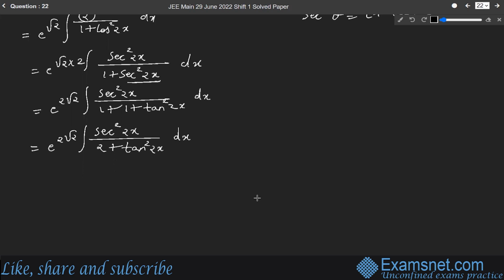Now it is very simple. We just have to solve this integral part. So we have to put tan 2x equals t. Now we have to differentiate both the sides. d by dx of tan 2x will be sec square 2x, and d by dx of 2x will be 2. So multiplied by 2, it is equal to dt upon dx, right?